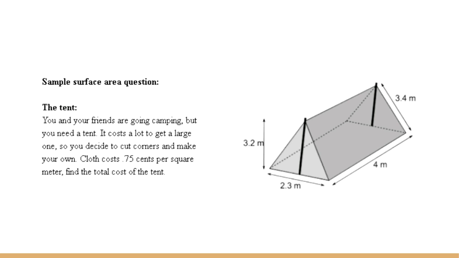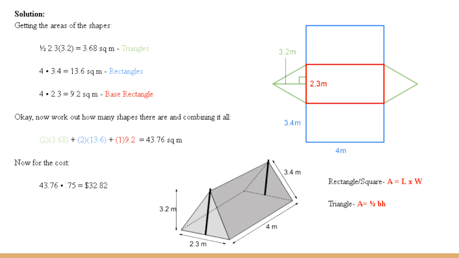With this, I'm just going to skip ahead here. I have the example here again. Basically, we're just creating another net, but this time we have to worry about rectangles and triangles at the same time. As long as you remember formulas like area of a rectangle, length times width, and triangles, half base times height, you can just add it all up at the end and get your final result.